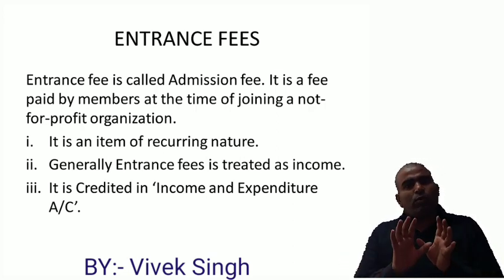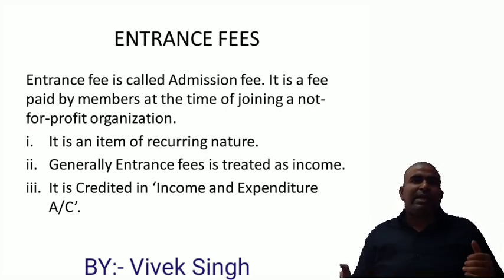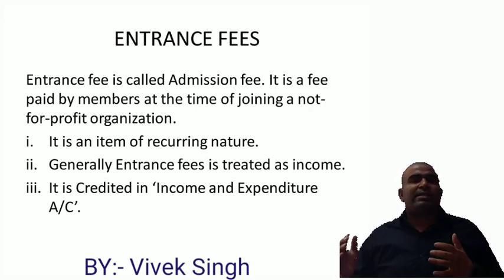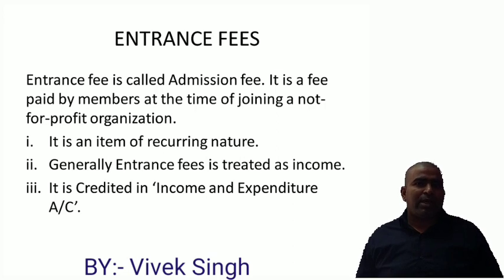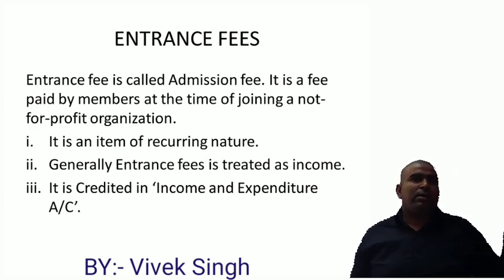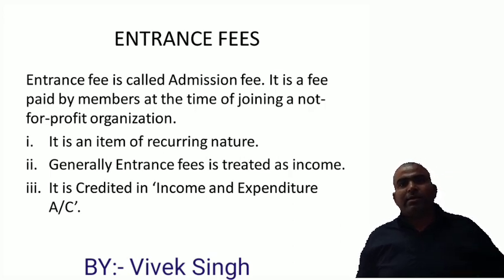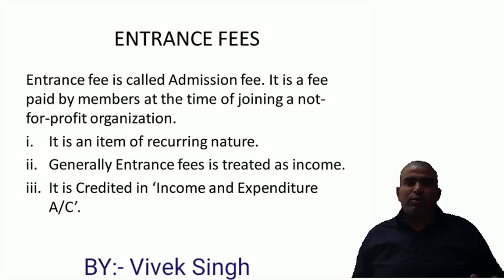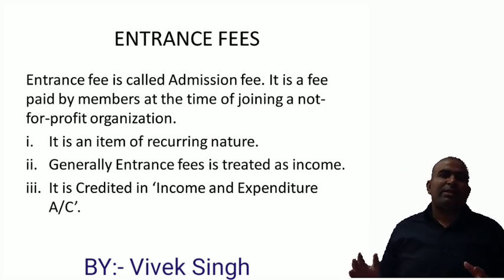If only entrance fees is given and there is no adjustment, then it will always be treated as a revenue receipt and it will be shown on the credit side of the income and expenditure account, and on the debit side of the receipt and payment account. Clear? By mistake I said the credit side in the receipt and payment account, but it is not on the credit side. It is on the debit side in the receipt and payment account. Clear? So in income and expenditure, it is treated as an income because it is of a revenue nature. That's why it is shown on the income side or credit side of the income and expenditure account.